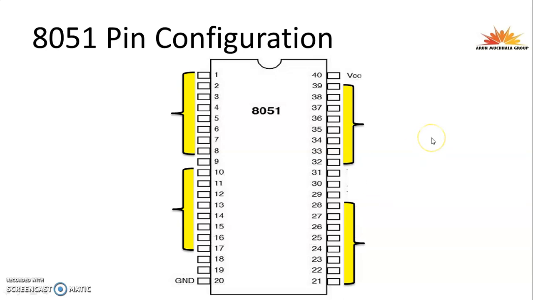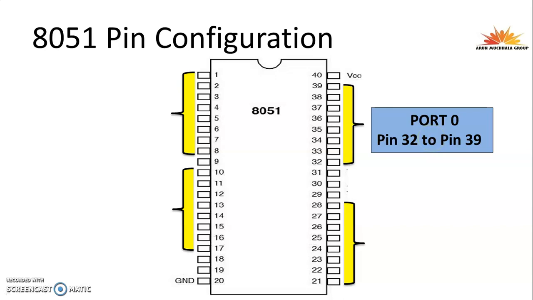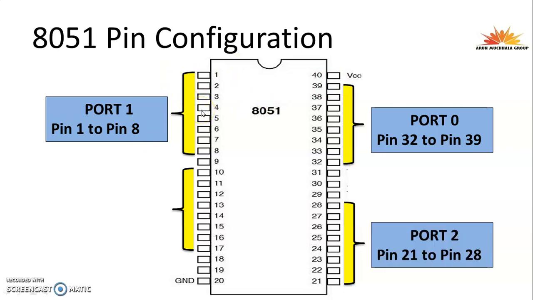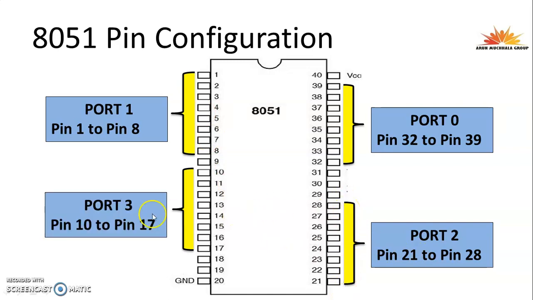These ports are port 0, port 1, port 2 and port 3. Port 0 occupies pin number 32 to pin number 39. Port 1 occupies pin number 1 to pin number 8. Port 2 occupies pin number 21 to pin number 28, and port 3 from pin number 10 to pin number 17. So, these 4 ports, each of 8-bit size, occupy total 32 pins of 8051 IC.